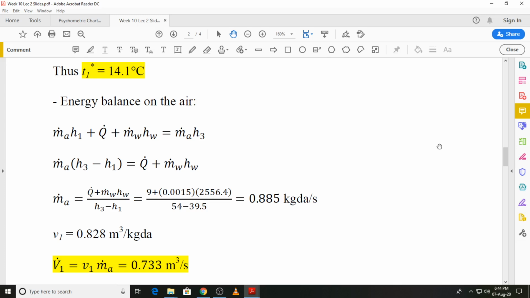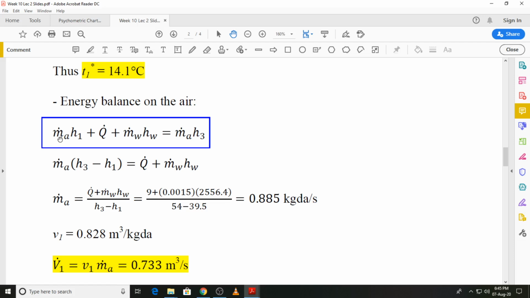The second is, we need to find out the volume flow rate of the air at the inlet, and to do that we will need the mass flow rate of the air, that is the kilogram dry air per second value. To do that, we can perform an energy balance on the air when we move from state 1 to 3. And we can easily look at this equation over here, which describes what happens to the air when it enters the room and when it leaves the room.